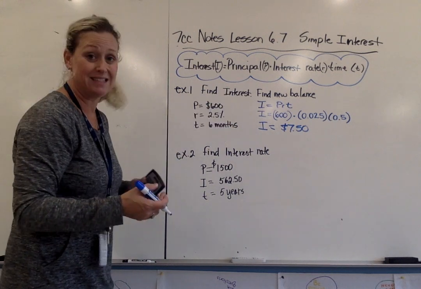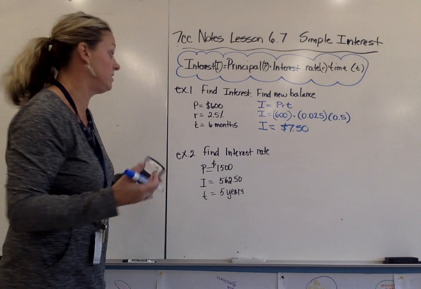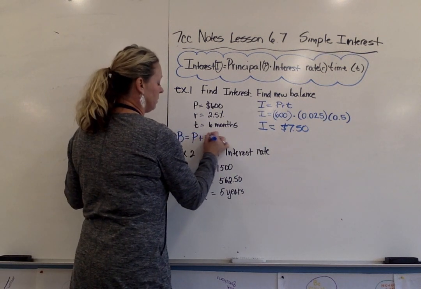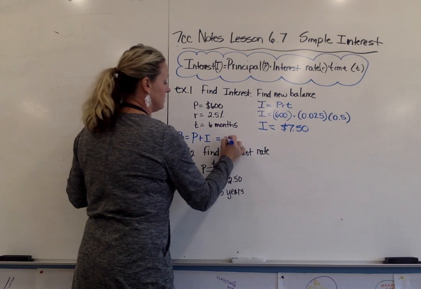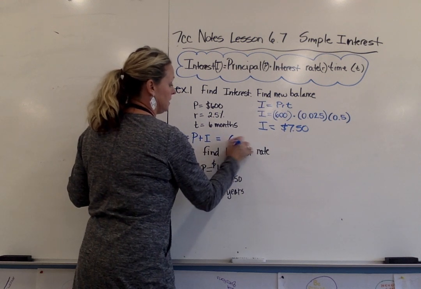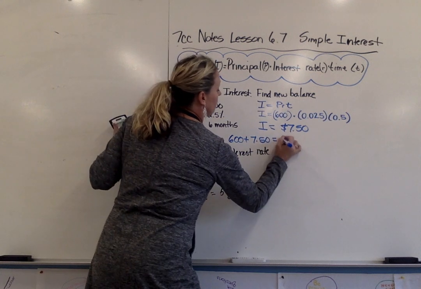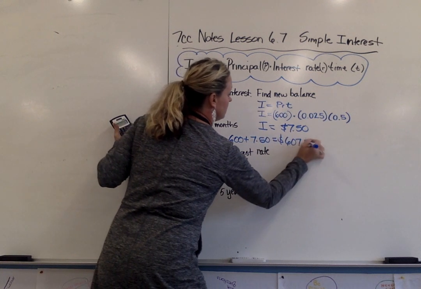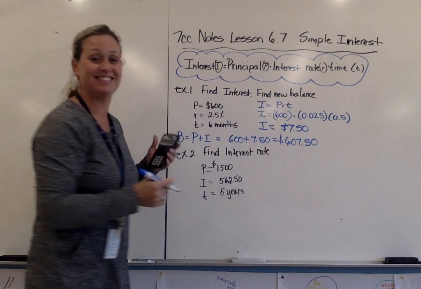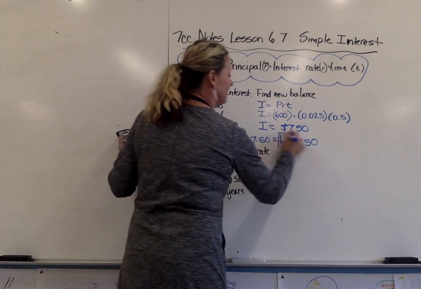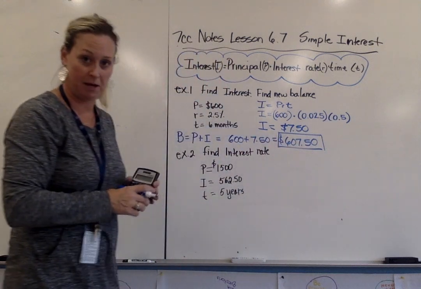The new balance, the balance is how much I have now in the bank. The balance equals the principal plus the interest. And in this case, that balance is 600 plus my whopping $7.50, which is $607.50. This is my balance at the end of 6 months that's in my bank.